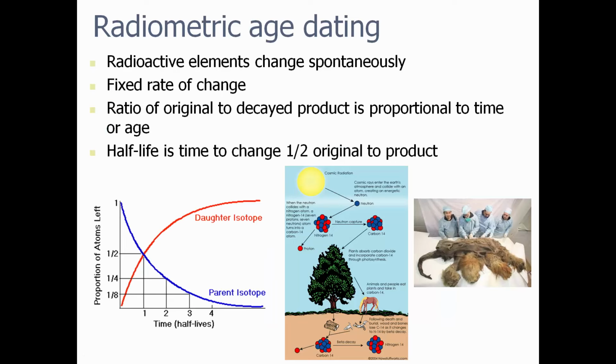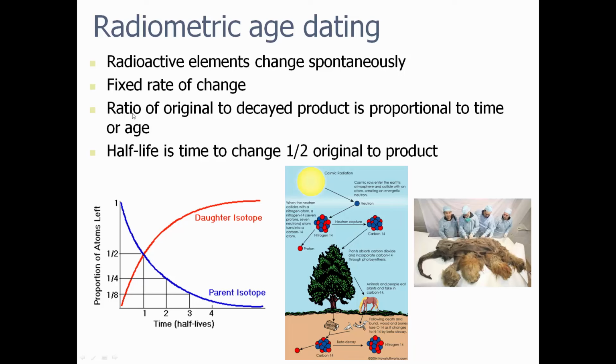Radioactive dating. How do we know things are actually as old as they are? This is a mammoth they discovered in ice, and it's actually in Russia, and they've got it in an ice cave to protect it. But radioactive elements change spontaneously, which means they go from the parent, which is the radioactive form, the non-happy form, to a daughter, which is more happy, at a certain rate.